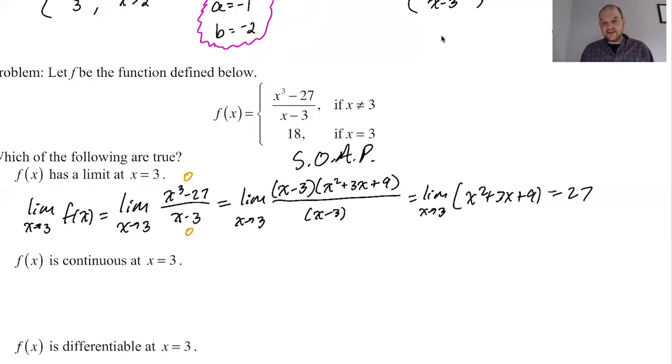Sum or difference of cubes will help you with that, by the way. If you don't remember, but you get 0 over 0, it means that x minus 3 is a factor of the numerator. So what you could do is you can actually do long division. Well, I'm going to do synthetic division. So it'll be 1 because it's 1x cubed, 0x squared, 0x, minus 27.